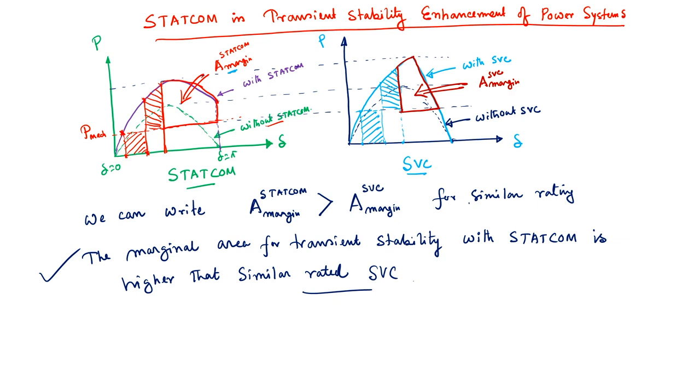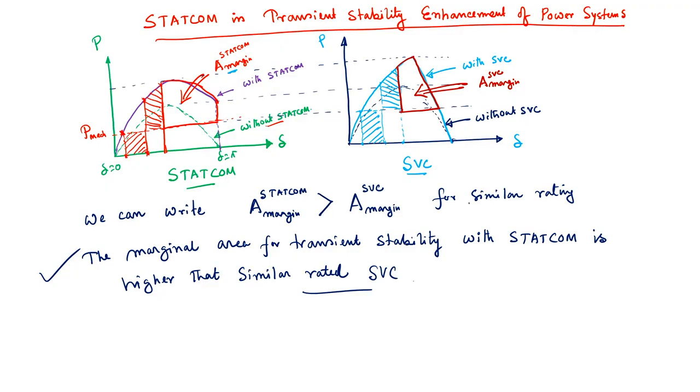If we have a similar rated or same rated SVC and STATCOM, both will obviously enhance the marginal area for transient stability. However, the STATCOM will provide a much higher marginal or available area to keep the system stable. So, it will offer more available area to keep the system stable from the transients. That is the main point I am trying to draw, and you can see it pictorially from this particular figure.